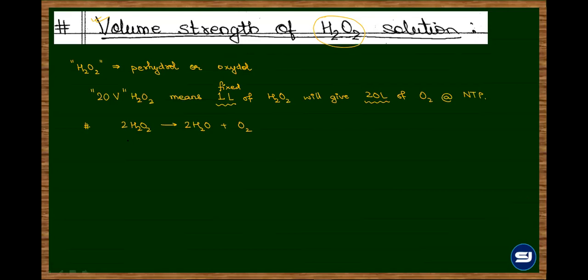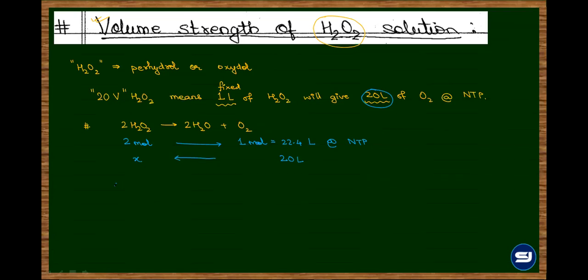So 2 moles of hydrogen peroxide gives 1 mole of oxygen, and this 1 mole of oxygen occupies how much volume at STP or NTP? 22.4. Everyone agrees to this? Yes, sir. So for 2 moles, I'm getting 22.4 liters. Then for 20 liters of the oxygen, how many moles of the hydrogen peroxide would have been consumed?